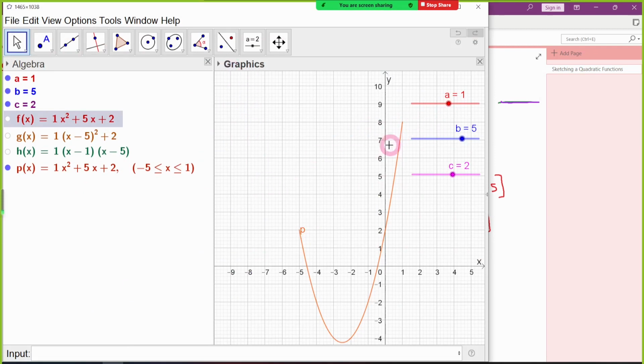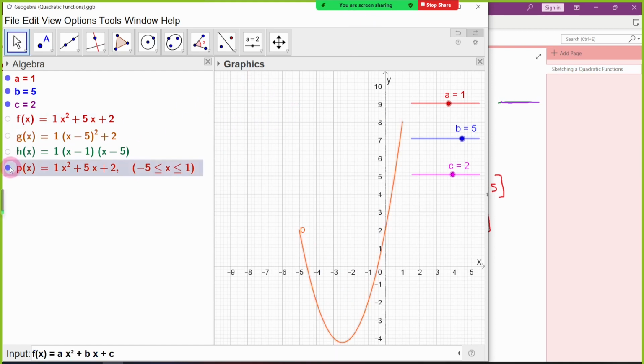Now, if the question gives you the domain, let's say the question asks you to sketch this graph and the domain given is from negative 5 to 1, then you need to show this point and this point. Besides showing the x-intercept, y-intercept and the minimum point, you also need to show these 2 points if the question gives you the domain.